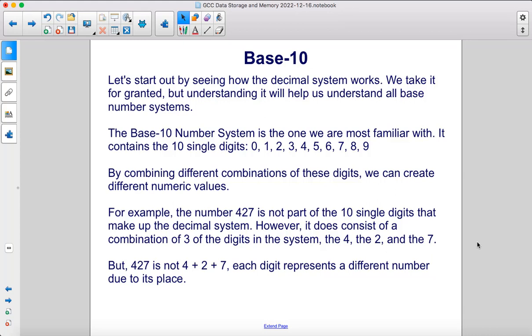The base 10 number system is the one we are most familiar with. It contains the 10 single digits 0, 1, 2, 3, 4, 5, 6, 7, 8, and 9. By combining different combinations of these digits, we can create different numeric values. For example, the number 427 is not part of the 10 single digits that make up the decimal system. However, it does consist of a combination of 3 of the digits in the system, 4, 2, and 7. But 427 is not 4 plus 2 plus 7. Each digit represents a different number due to its place.